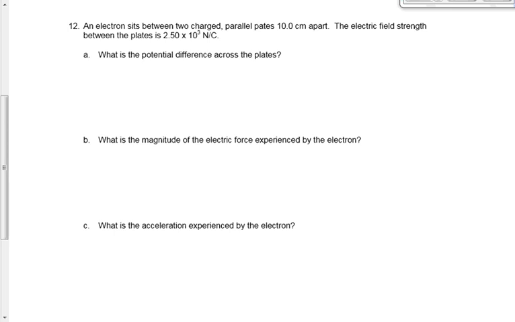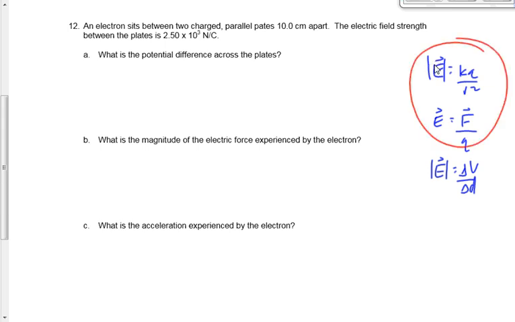We got 3 equations, remember. E is equal to KQ over R squared, F over Q, and delta V over delta D. So we circle, right? Top ones are non-uniform, bottom 2 are uniform fields. Which 2 equations am I allowed to use here? Red or green? Green. We've got parallel plates, right? So we're allowed to use the 2 bottom equations.